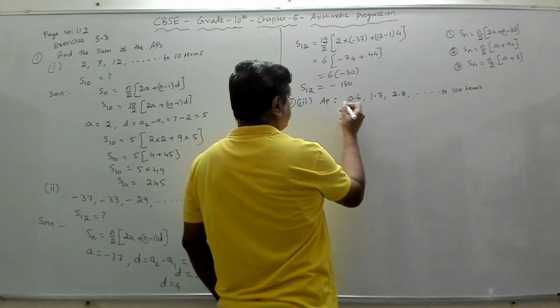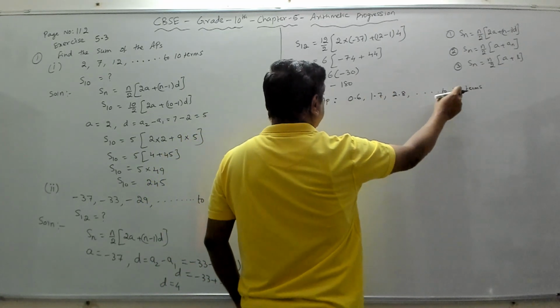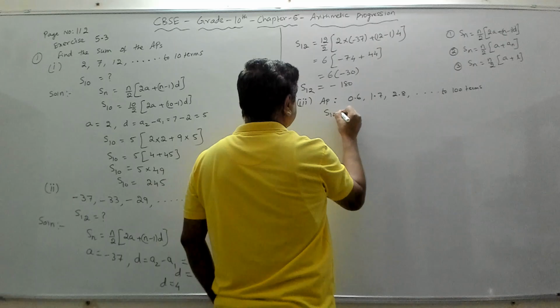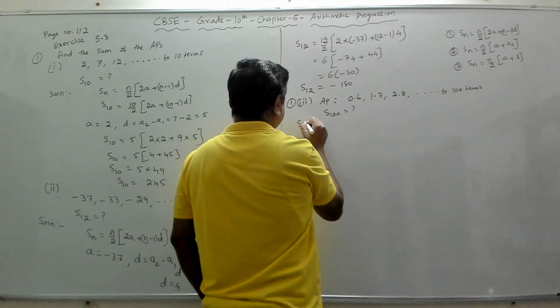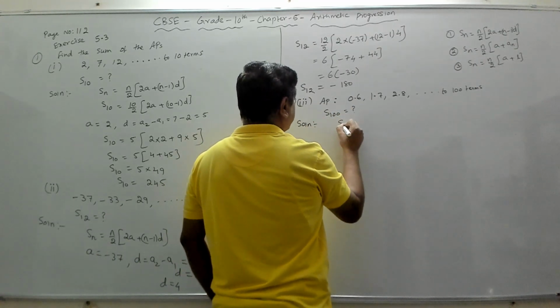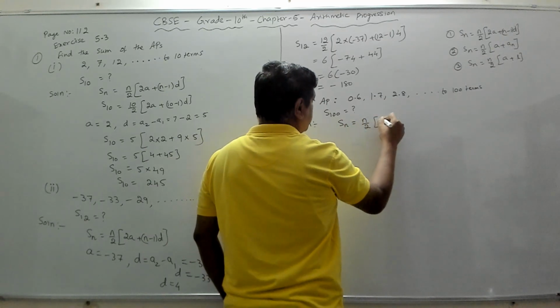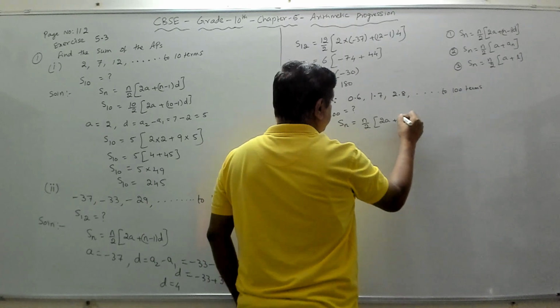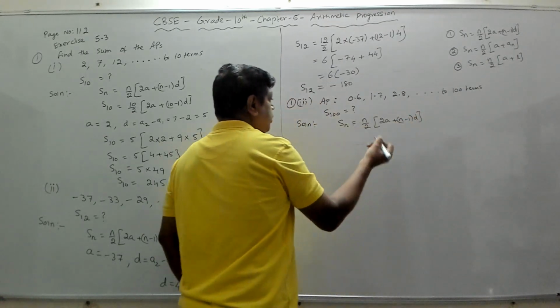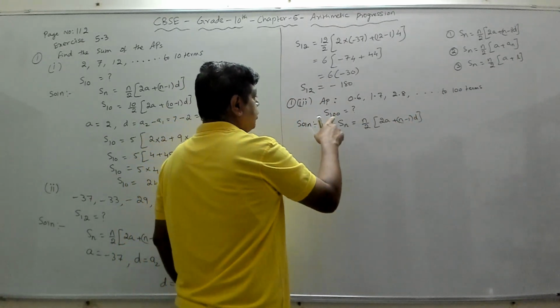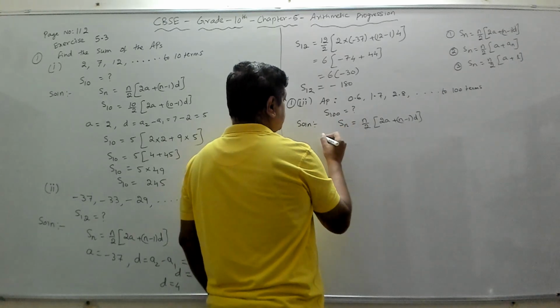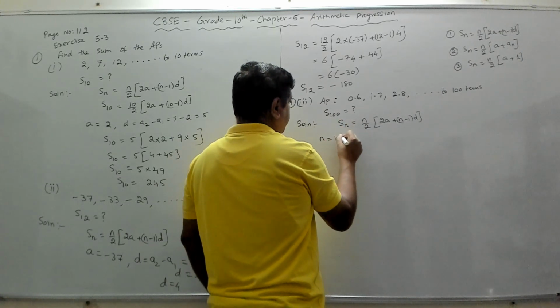So now what we have to find? We have to find the sum of first 100 terms, which means we should find S100. That is the question. Now solution. Again, Sn is what? Sn is equal to the sum of first n terms, formula is n by 2 into 2a plus n minus 1 into d. So again we need to find a and d, and n we know, n is 100.